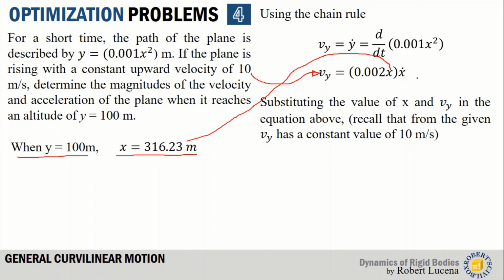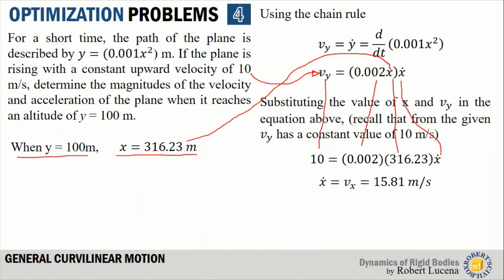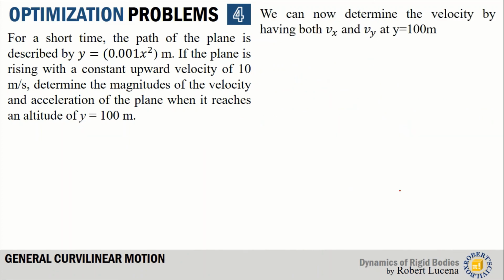So substituting the value of x and Vy in the given equation above, and recall that from the given, Vy has a constant value of 10 meters per second. Now, substituting the values, Vy is 10, 0.002, x is 316.23 when y is 100 meters, and we are solving for the x component velocity, which is x dot. The x component velocity now is 15.81 meters per second.